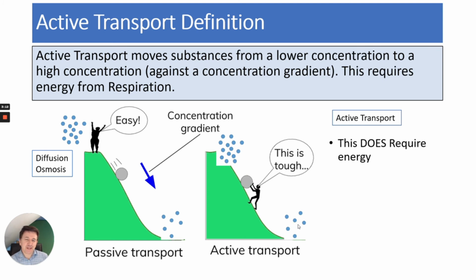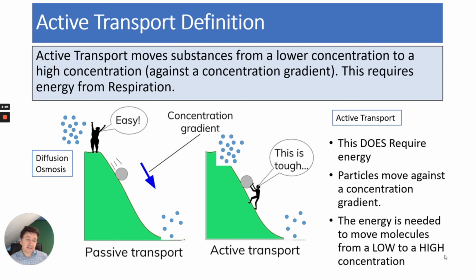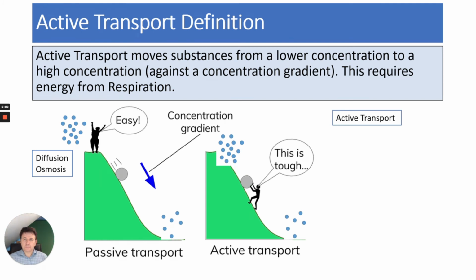So you move from a lower to a higher concentration, and this does require energy. Particles move against the concentration gradient, and energy is needed to move molecules from a low to a high concentration. I'm now going to go on to part 6.